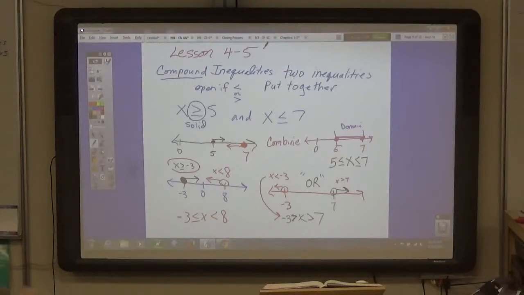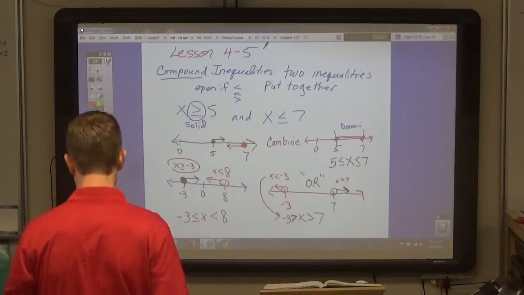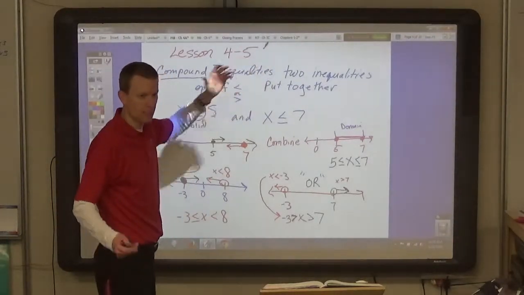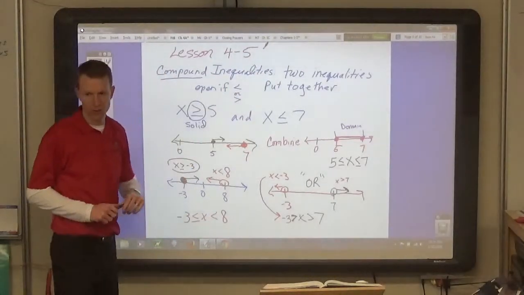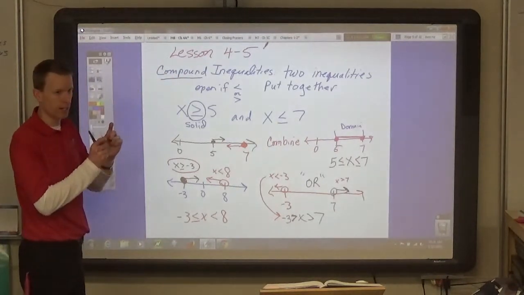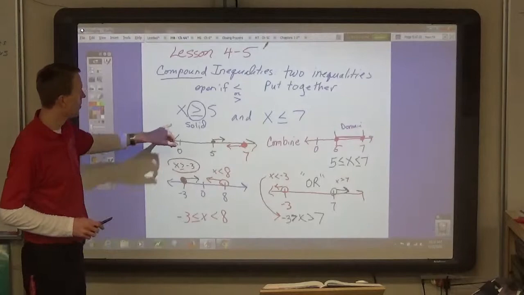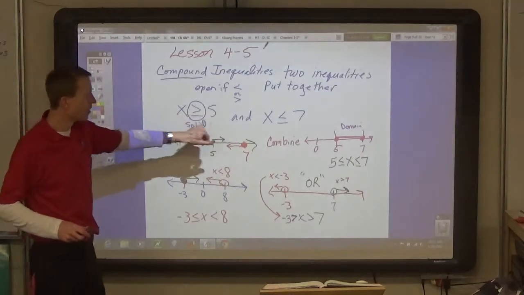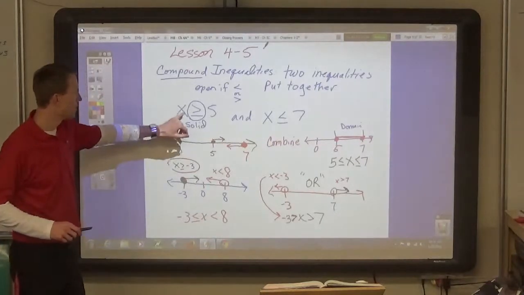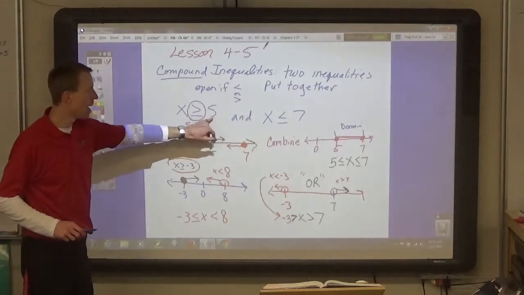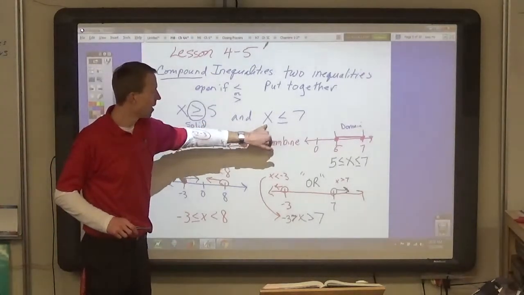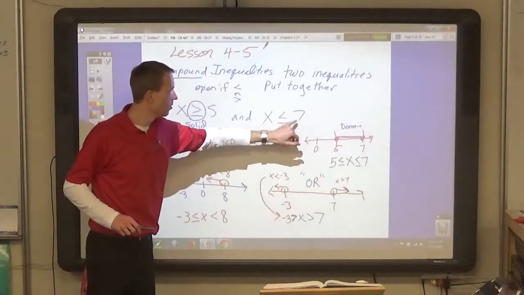8th graders, lesson 4.5 is about compound inequalities, okay? So we've said inequalities are two sides that are not necessarily equal to each other. A compound inequality combines two expressions. So it might combine two things about the variable x: x is greater than or equal to 5, and x is less than or equal to 7.